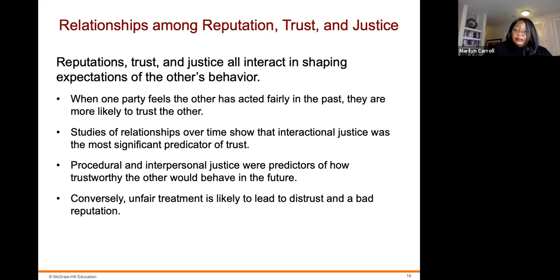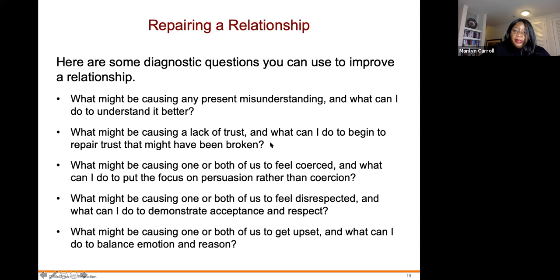Studies of relationships over time show that interpersonal justice was the most significant predictor of trust. So procedural and interpersonal justice were predictors of how trustworthy the other would behave in the future. And conversely, unfair treatment is likely to lead to distrust and a bad reputation. And that's a given. So how do you repair a relationship? What do you need to do?